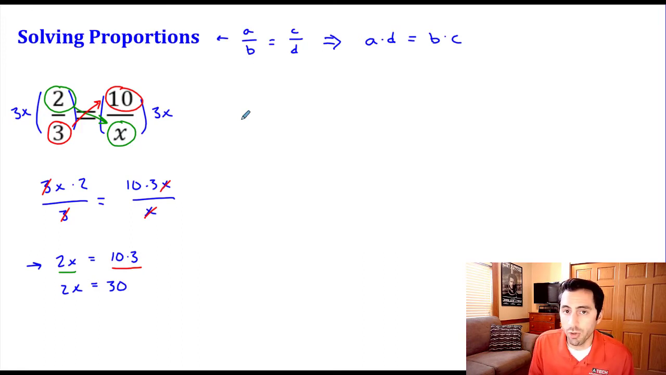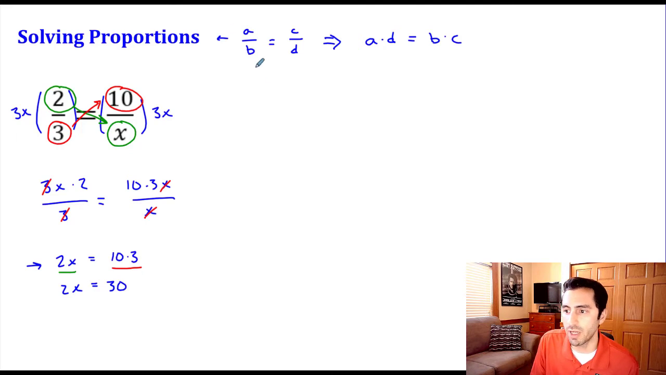The other important thing to note is that the cross product only works with proportions. If we have more terms on either side of the equal sign that are being added or subtracted, the cross product won't work for us. Or if there's no equal sign in between our fractions, we can't cross multiply. So remember, the cross product only works when solving proportions.